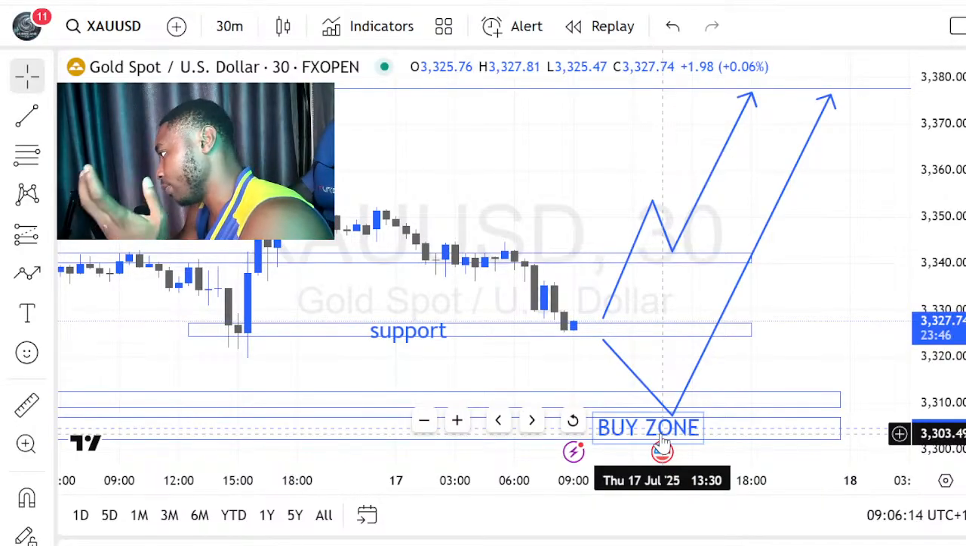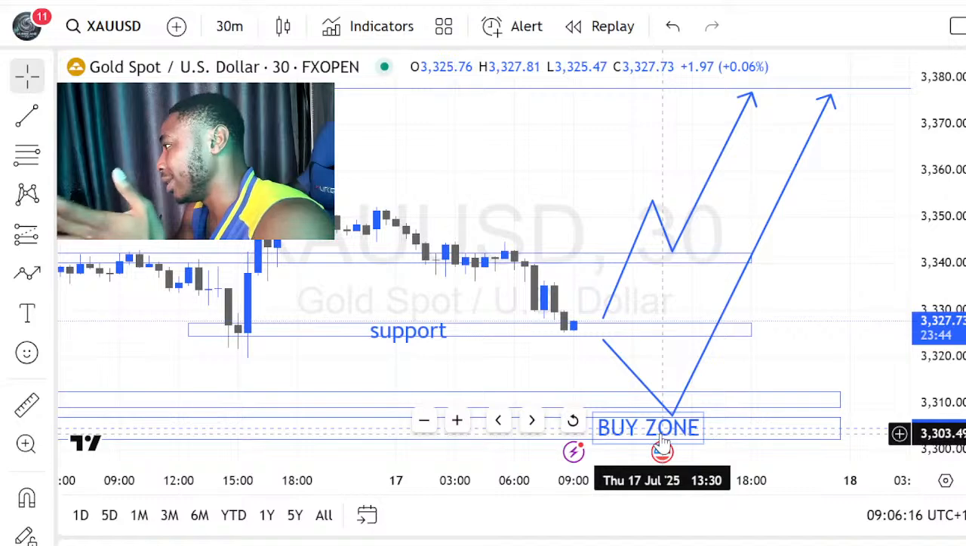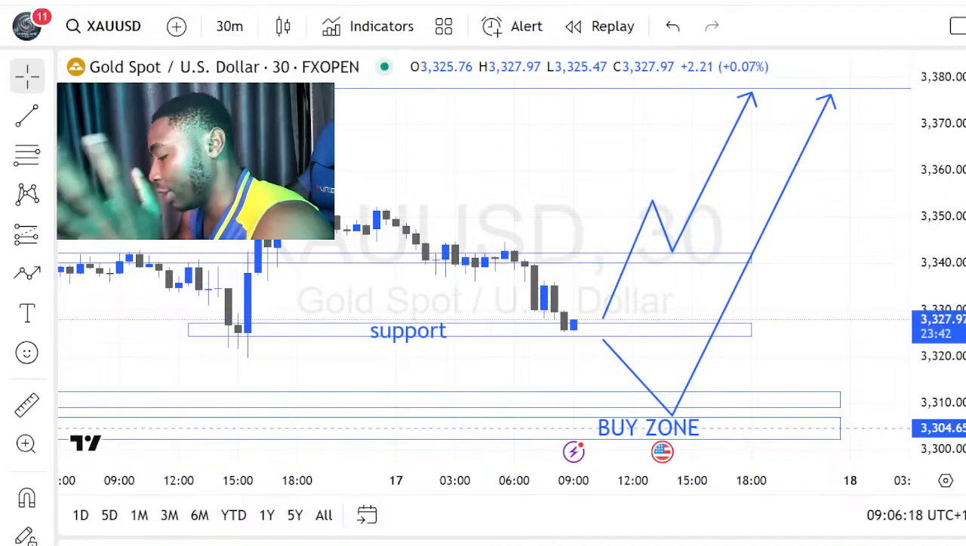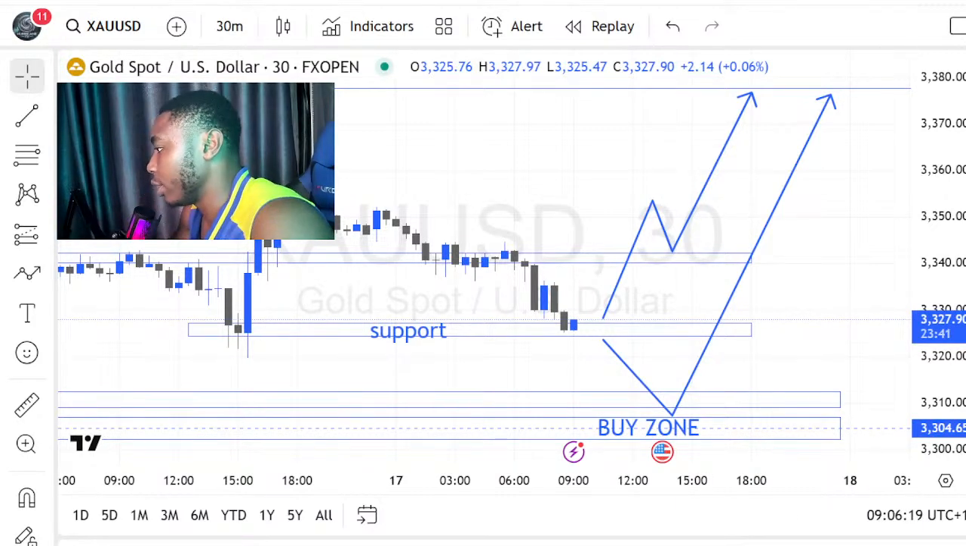Why do I see this buy zone as the most valid buy zone? Well, let me welcome everyone first before analyzing.